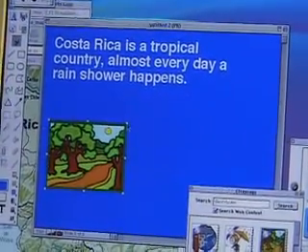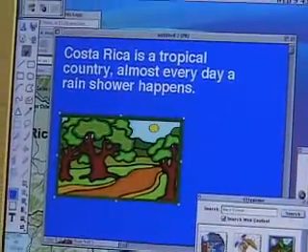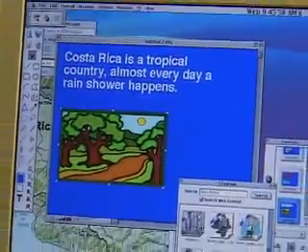I'm trying to figure out what it's talking about. That's not tropical. I don't see it here. Do you find it all the sun and stuff? But there's no flowers or nothing. I'm trying to figure out.